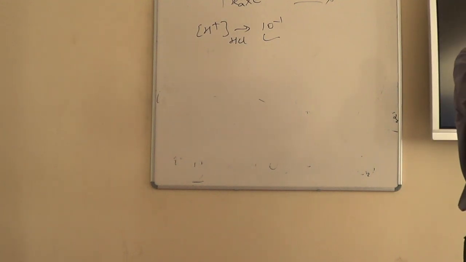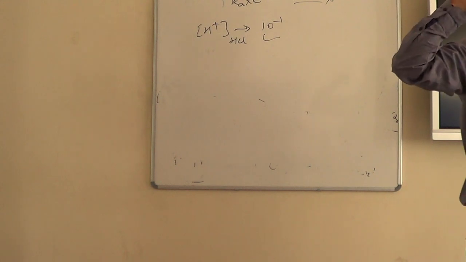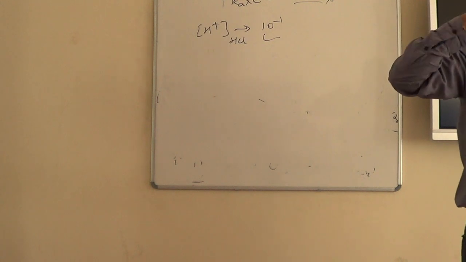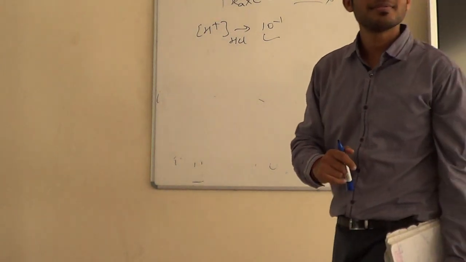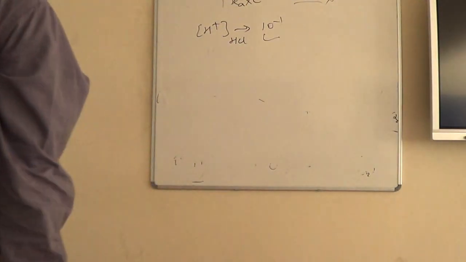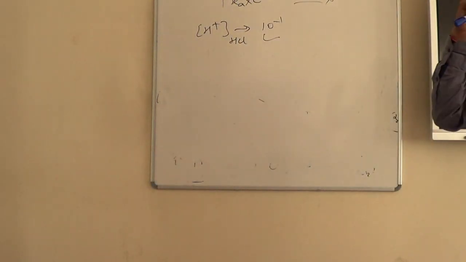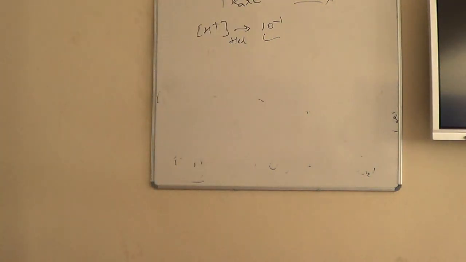Now listen, it's not over. pH is 1, so H plus concentration is 10 to the power minus 1. Can you calculate H plus coming from CH3COOH in the same question? It will be 0.1 plus the H plus coming from CH3COOH. Can you tell me? You get 0.014.